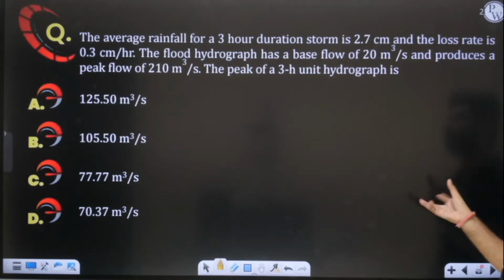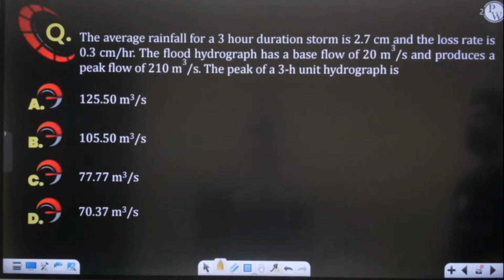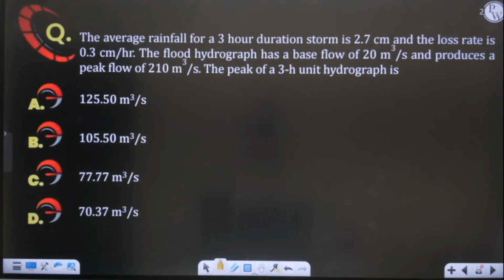This is also a question from GATE examination. Let us solve. This is the last one. Then we'll end it. This is the last question for today. We'll solve it and then we'll end our class. Try to solve this. Let me see if you are able to solve it or not.